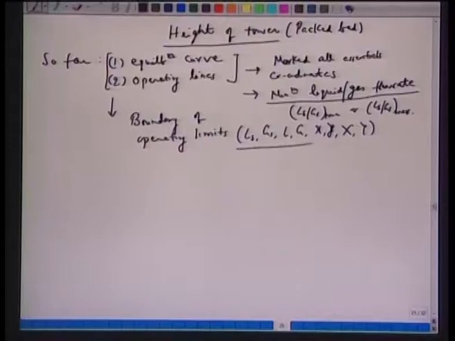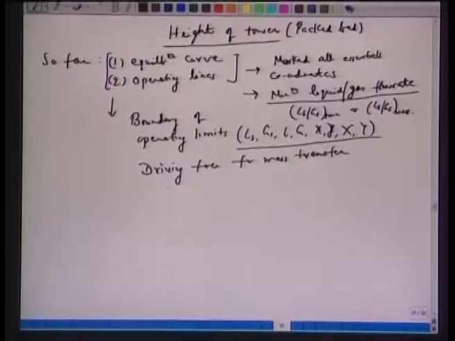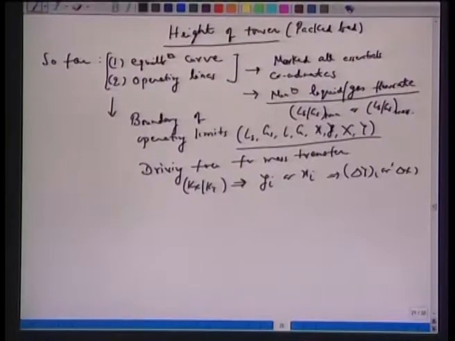Ls, Gs, L, G, X, Y or capital X, capital Y. So, these are the quantities we can determine and locate, and we can also obtain at any location the driving force for mass transfer. This can also be obtained from 1 and 2. Again, you should recall that we have another line which has a slope of kx over ky, and if we take the ratios, that will give us yi or xi, and so forth. We can have del y or we can have del x. So, the driving force for mass transfer is what we get from 1 and 2.